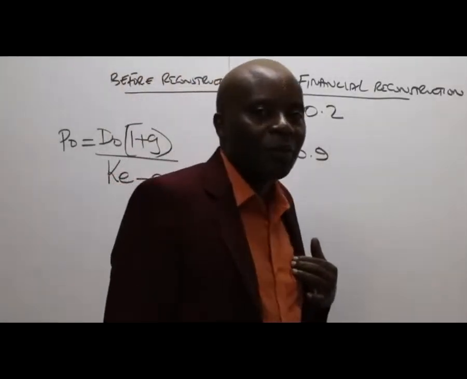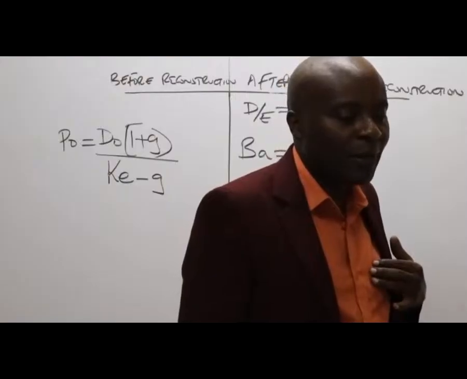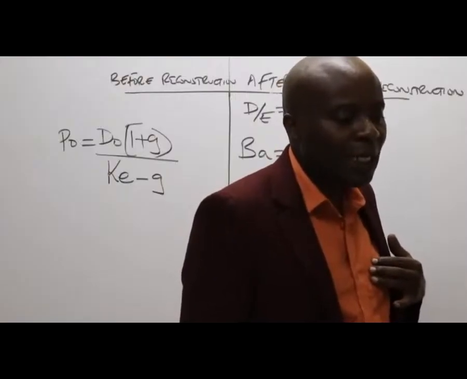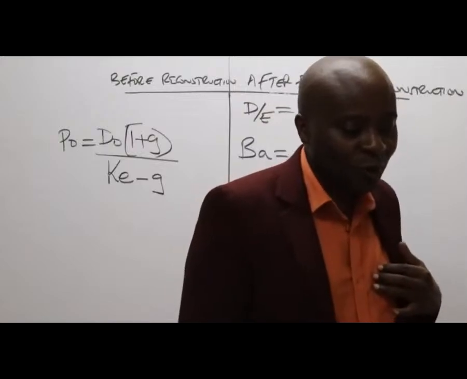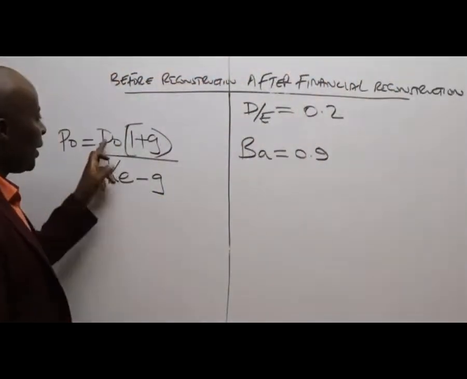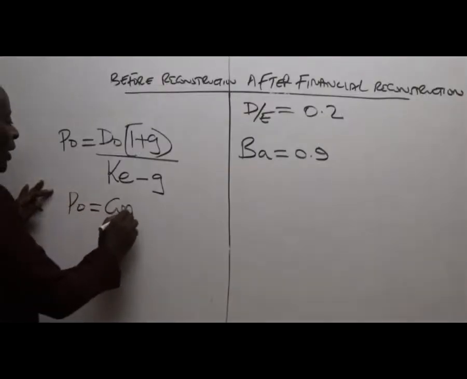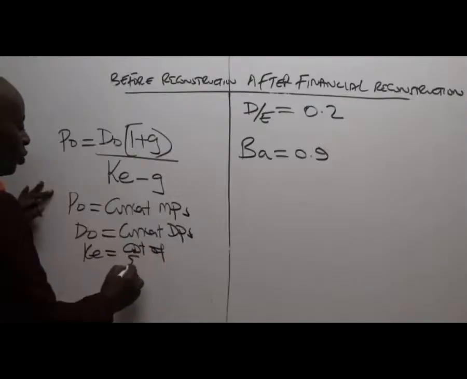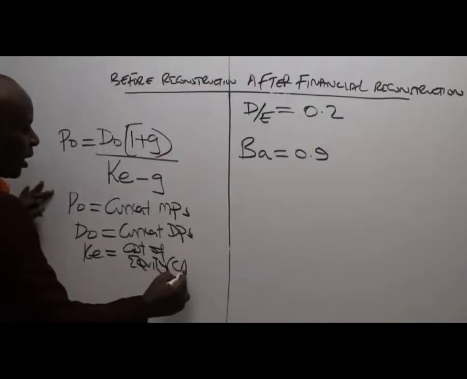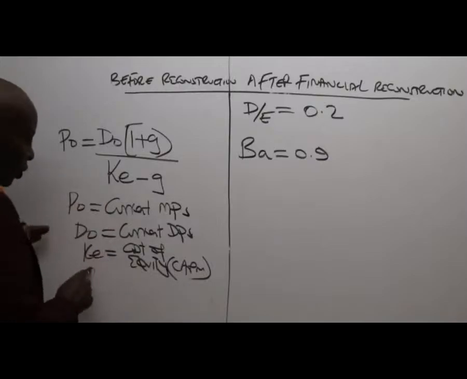Now, ladies and gentlemen, I know in advanced financial management, when I start seeing this examiner giving me risk-free rate, return of the market, and beta equity, for sure I know that he wants me to use CAPM to get cost of equity. D stands for dividend. PO stands for current market price per share. DO stands for current dividend per share. KE stands for cost of equity, which we shall get using CAPM, because the examiner has given us a risk-free rate, returns of the market, and beta equity. G stands for growth rate.